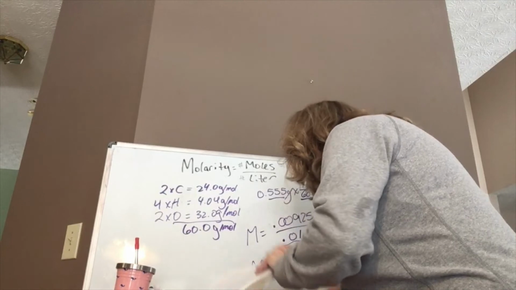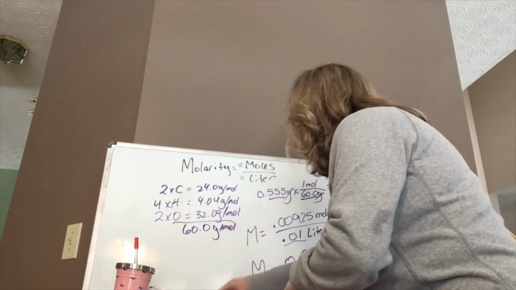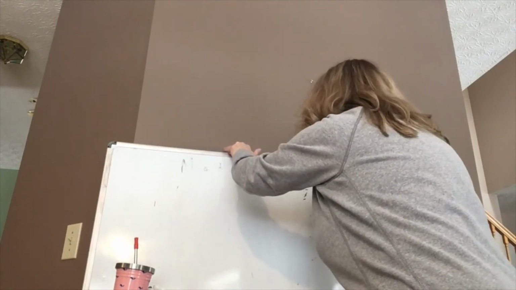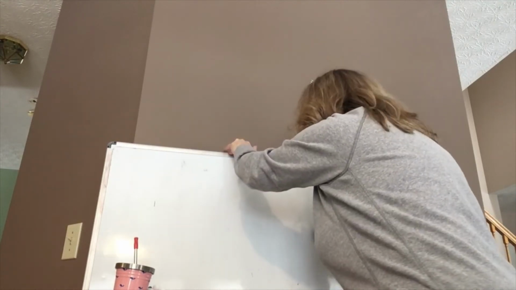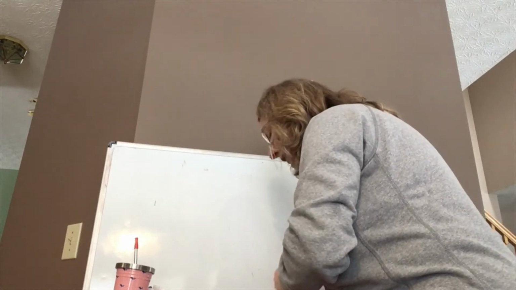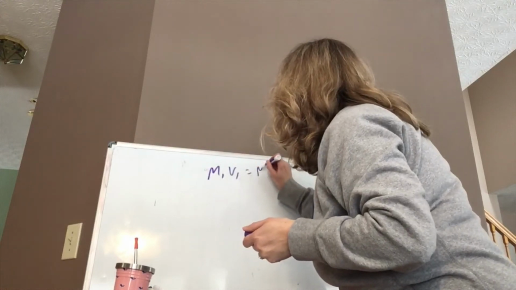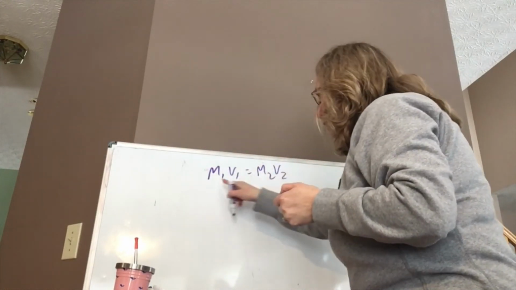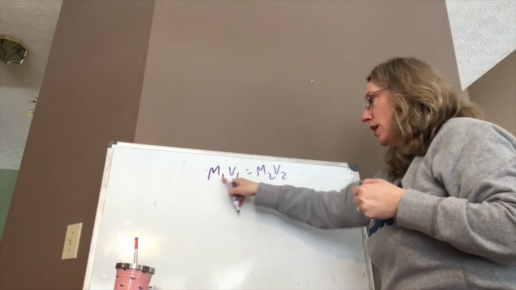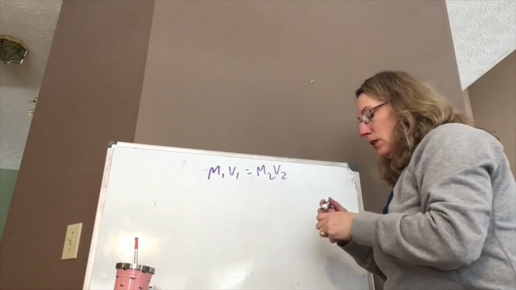Okay, let's see, time. Oh, I'm out of time, but I'm going to do one more problem, because on your test, you're going to need to know a dilution equation. So we did a dilution in class. When you added water to something, the dilution equation is M1V1 equals M2V2. So the molarity times the volume of one thing is going to equal the molarity times the volume of your second solution.